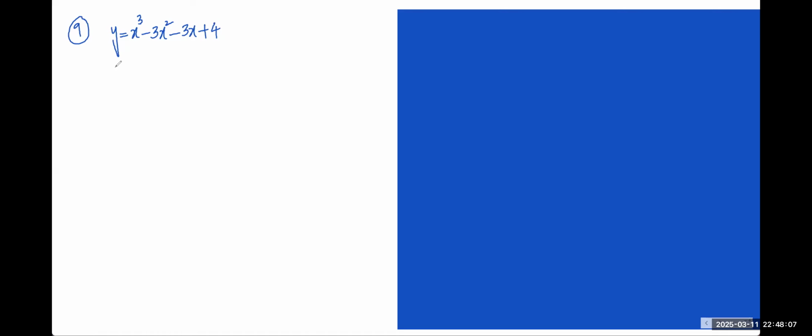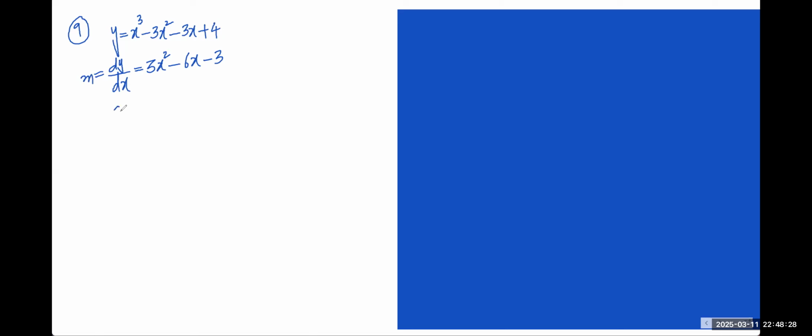What is the gradient? Differentiating with respect to x, slope, dy over dx. It is equal to x cube, differentiation is 3x square, minus 3x square is 6x, minus 3x is 3. This is called the m value.